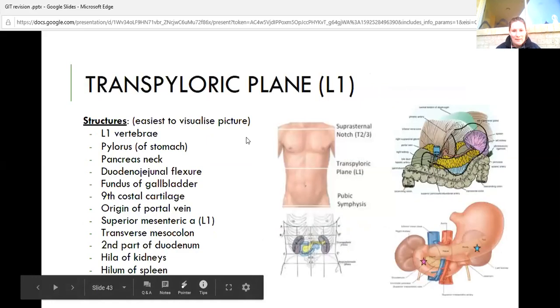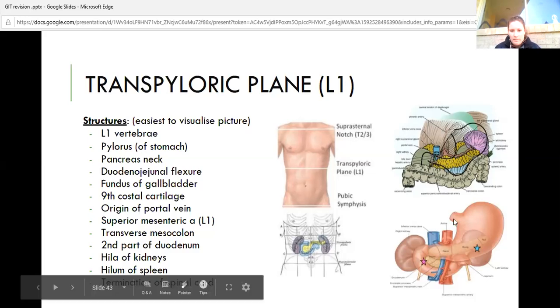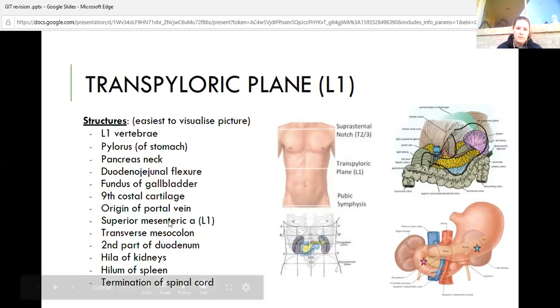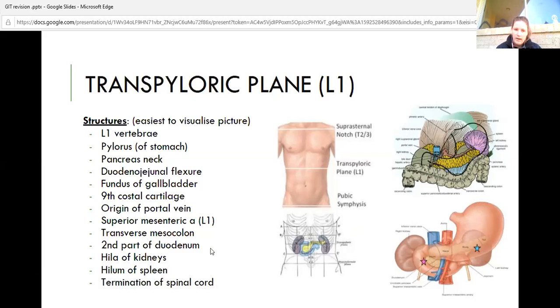So transpyloric plane, it's like an anatomical thing that they might test you on. A lot of different things happen there. And I think being able to visualize it in some sense is probably the most helpful thing. So I included a few diagrams. There's a list. Important ones is that it's at the level of L1. We already talked about it earlier, but that's going to be where your SMA is. And also the second part of the duodenum, your pylorus, and a lot of the hilar, kidney, spleen, and also the termination of the spinal cord. They're the important ones.